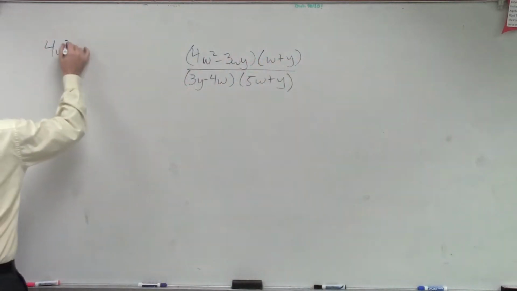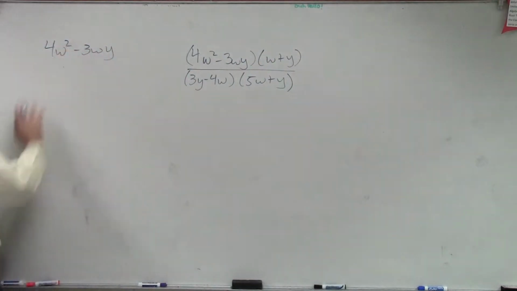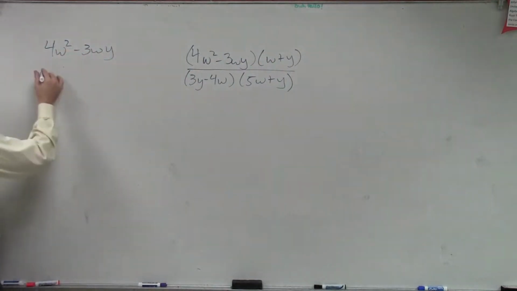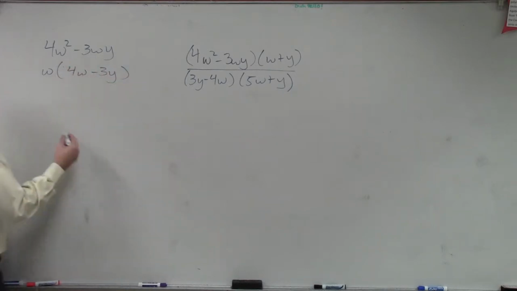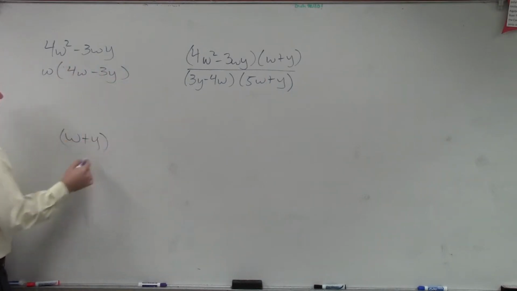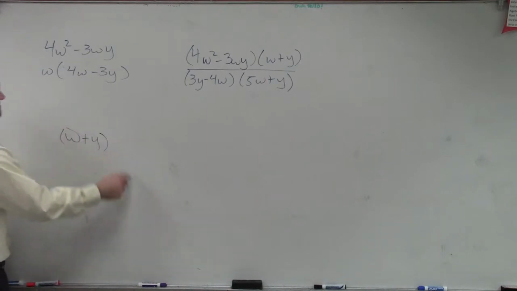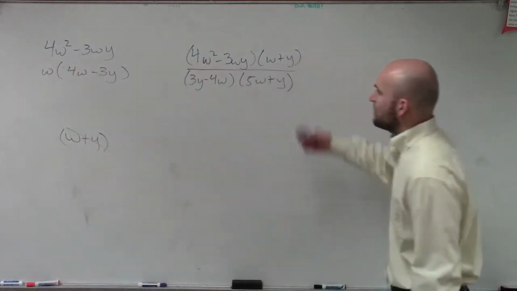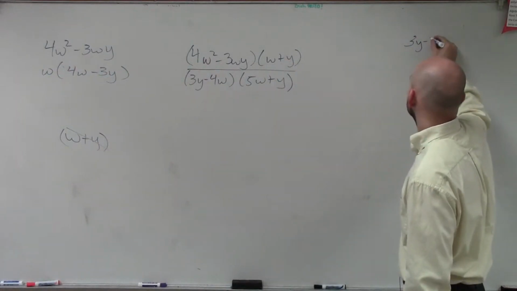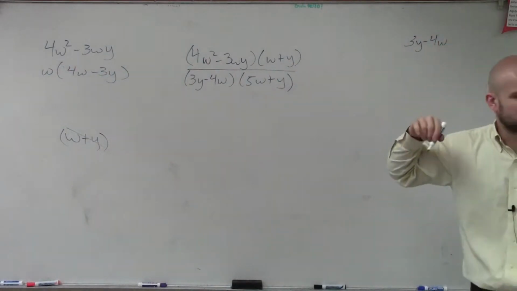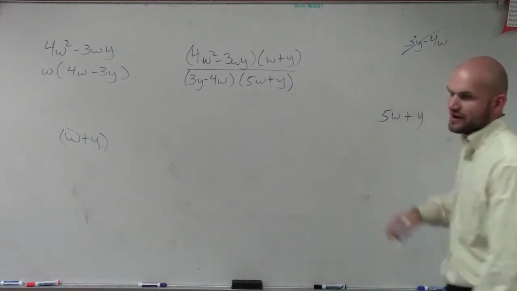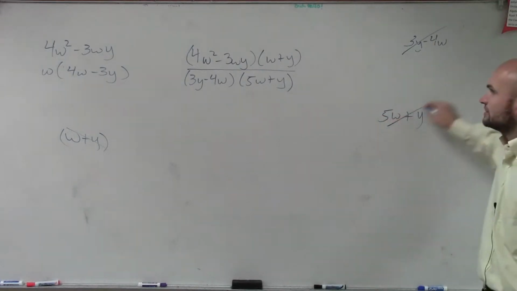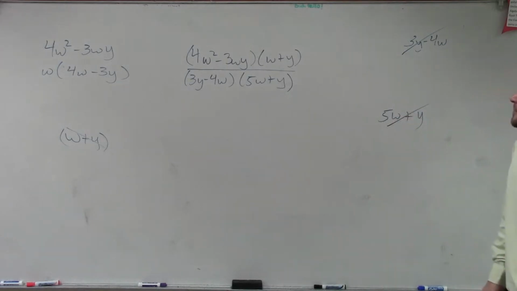4w squared minus 3wy. Can I factor anything out of those terms? w, right? Factor out a w, I'm left with 4w minus 3y. Very good. How about w plus y? Can I factor anything out there? No, so that's just going to remain the same. 3y minus 4w, can you factor anything out? No. How about 5w plus y? Can you factor anything out? No. So the only thing I have is 4w minus 3y. So let's rewrite this.